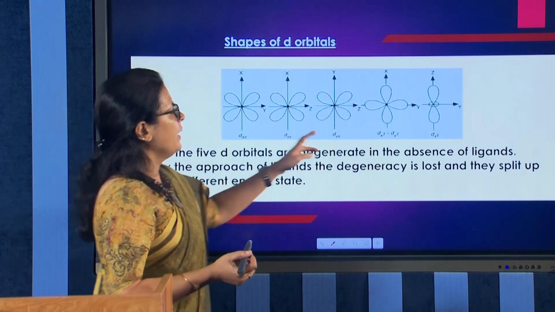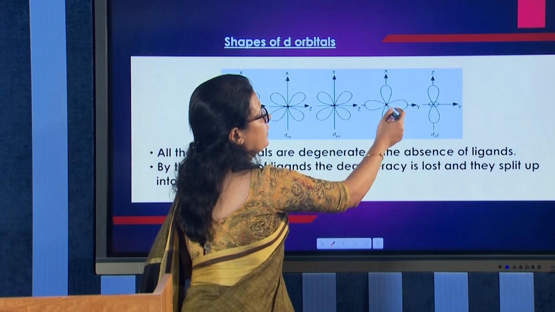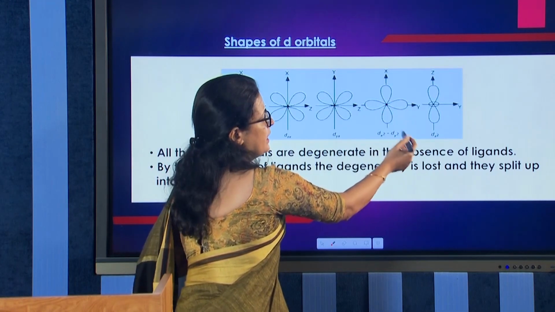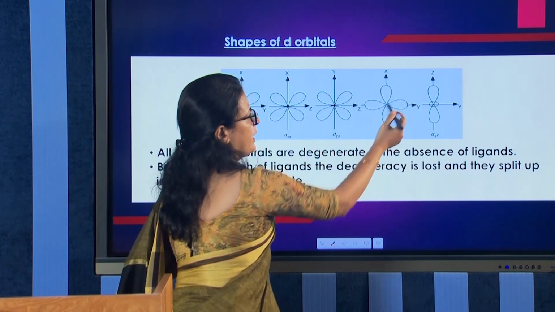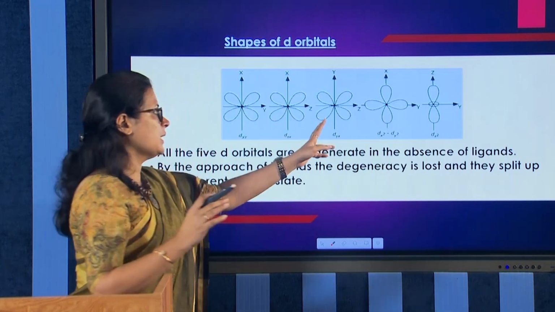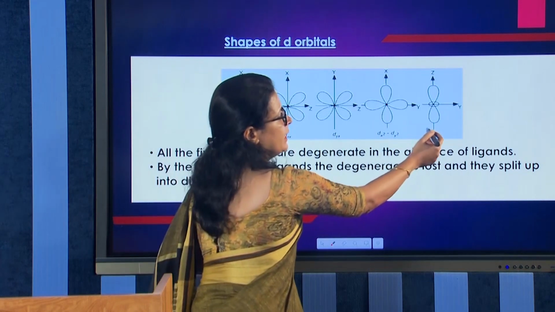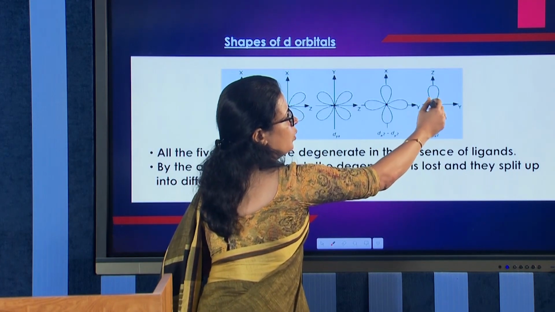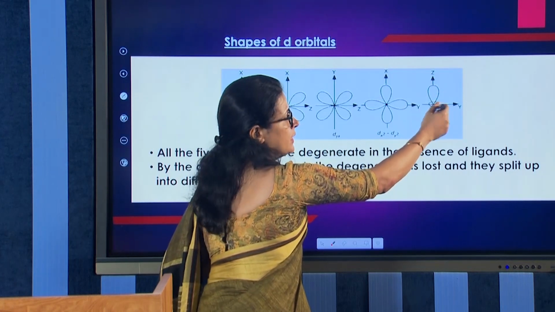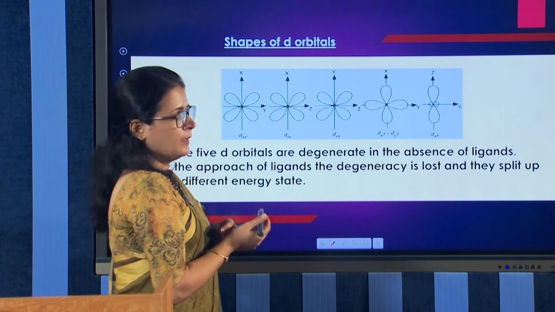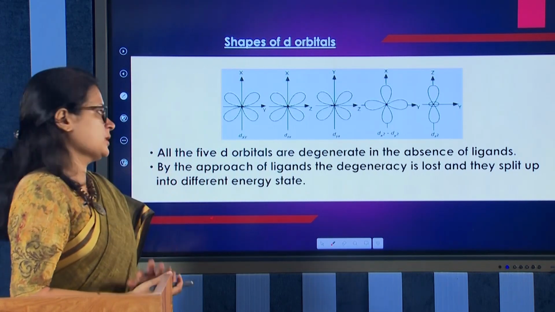But these two d orbitals have their lobes along the axes. Since it is named dx square minus y square, the lobes are along the x axis and y axis, along the axes, but the other three have their lobes in between the axes. In the case of dz square, its lobe is along the z axis and an annulus in the xy plane. This is the orientation of the 5 d orbitals.